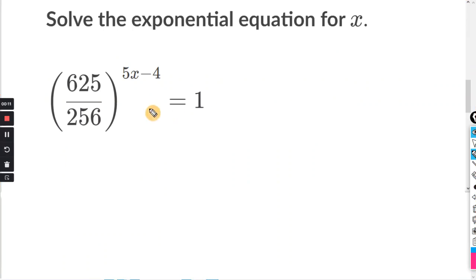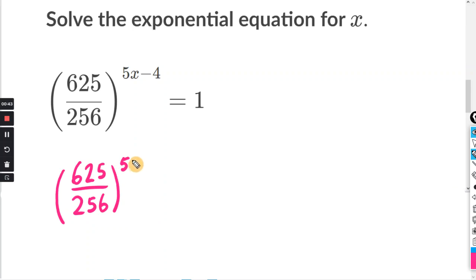All right, so here they want us to solve for x. And the way we can make this work is to change the 1 into this fraction here with a certain exponent. Okay, so I'm going to rewrite this on the left. That's 625 divided by 256, and that is raised to the power of 5x minus 4.